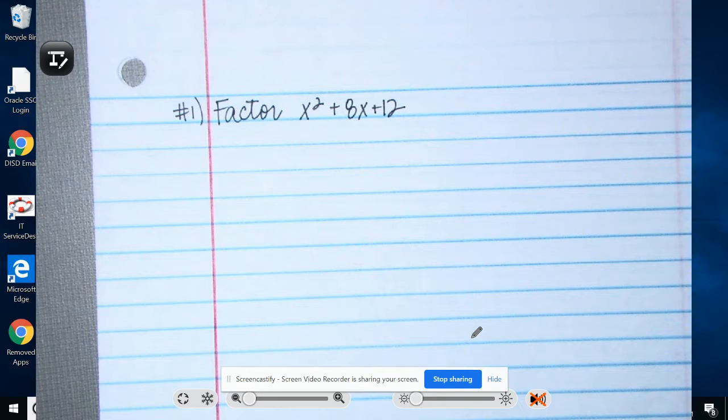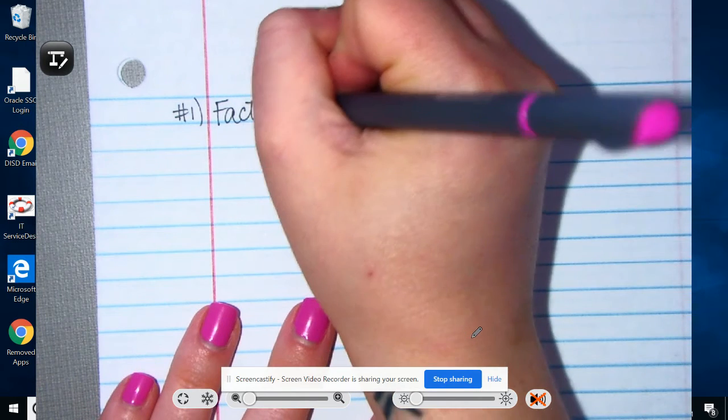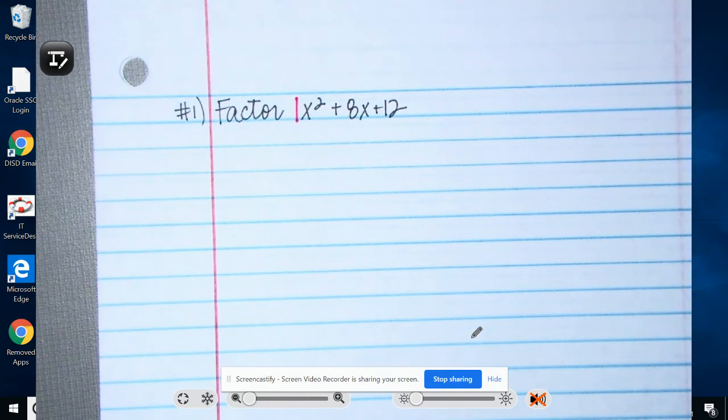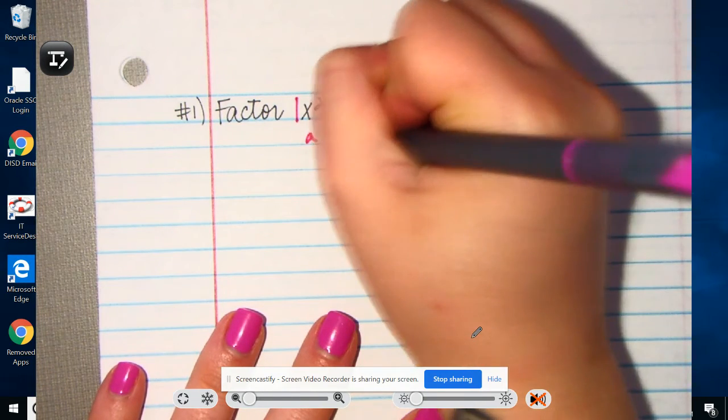Right, so in this video, we're going to be factoring x squared plus 8x plus 12. So the first thing we want to do is make sure that every term we have here has a coefficient. The only one that's missing that is the x squared, and we know that invisible number is always a 1. Then we're going to go through and label A, B, and C.